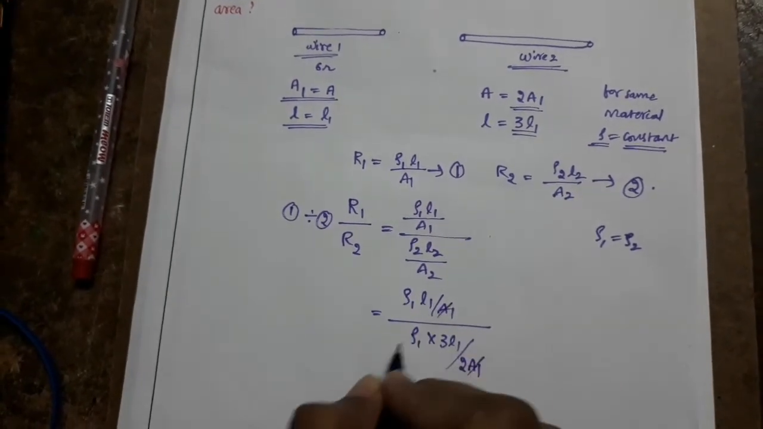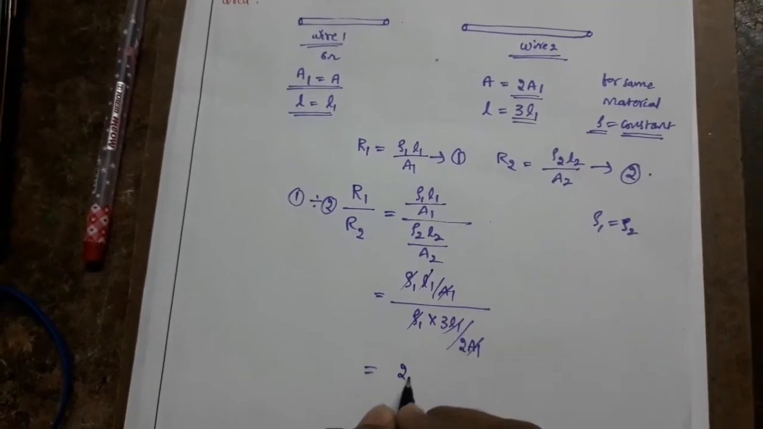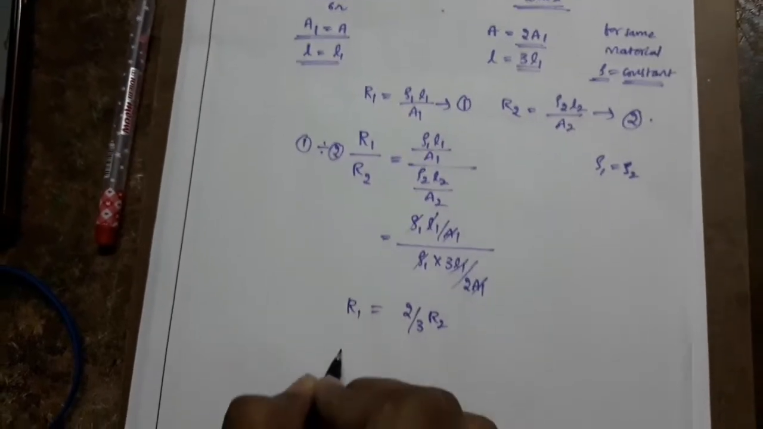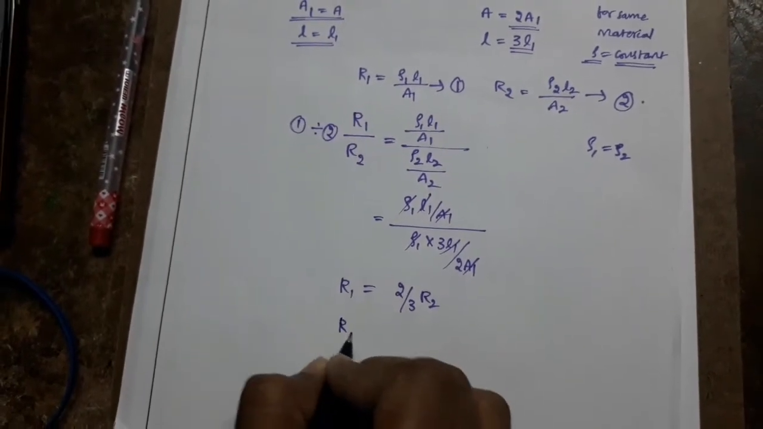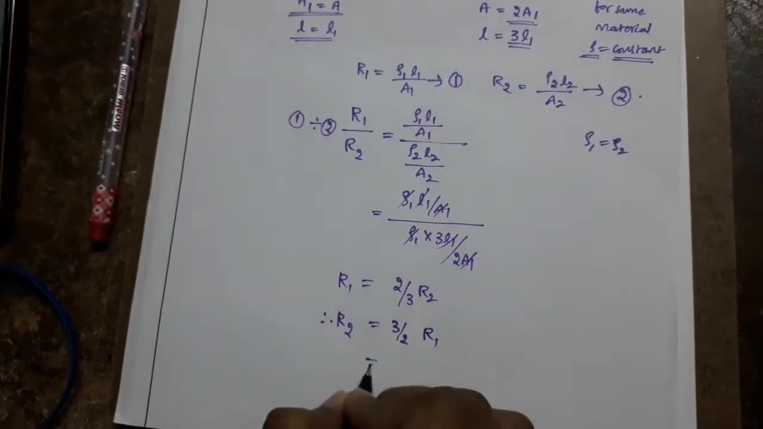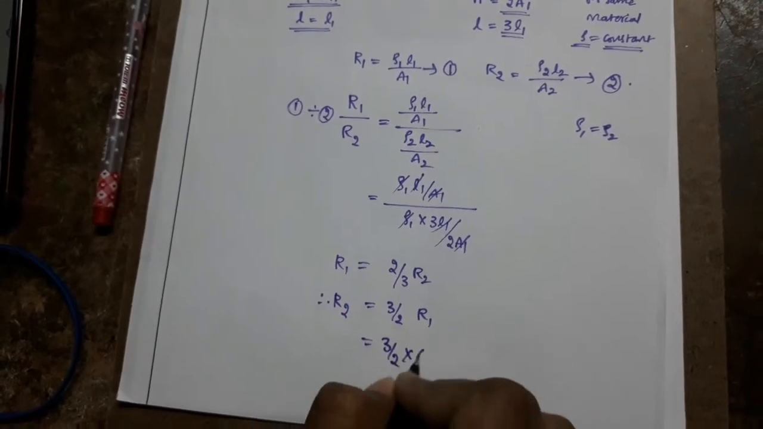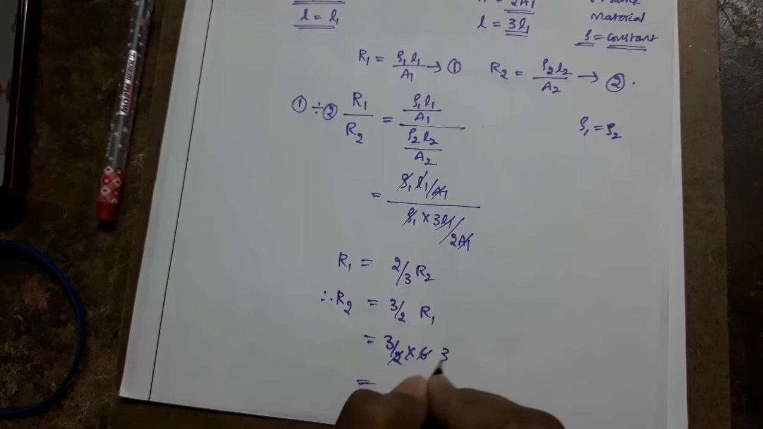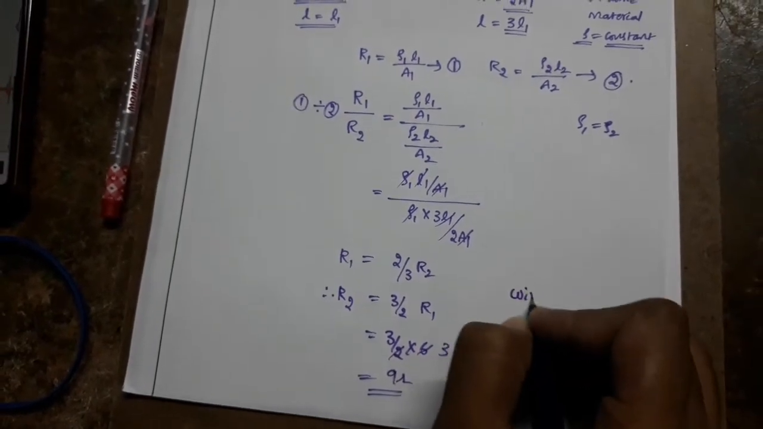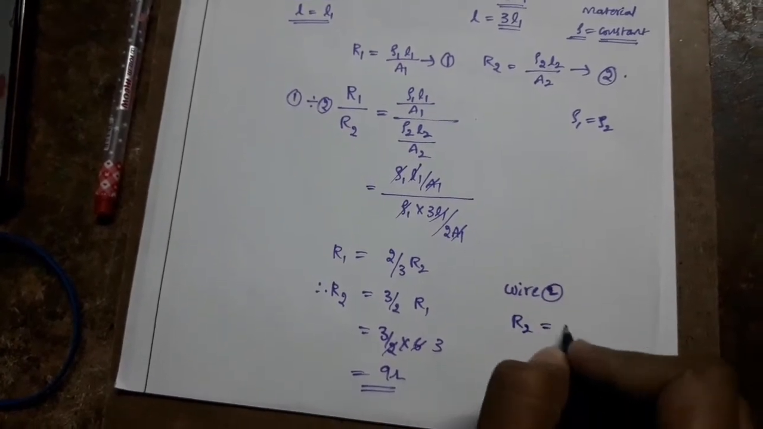So, A1 gets cancelled, rho cancels, L1 cancels. Therefore, R1 by R2 equal to 2 by 3. We have to find R2. So, R2 equal to 3 by 2 times R1. We know R1 equal to 6 ohms. Therefore, 3 by 2 into 6, which is 9 ohms. For wire 2, resistance equal to 9 ohms.